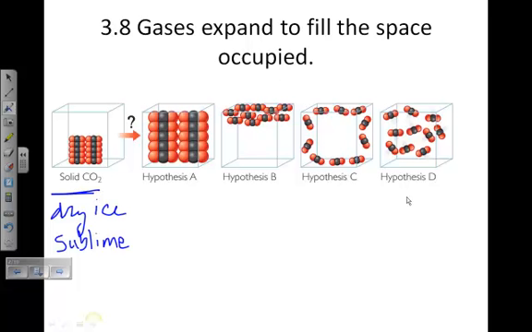Finally, hypothesis D makes more sense because gases disperse and spread out throughout a room. So hypothesis D is more in keeping with how gases fill the space of a container.